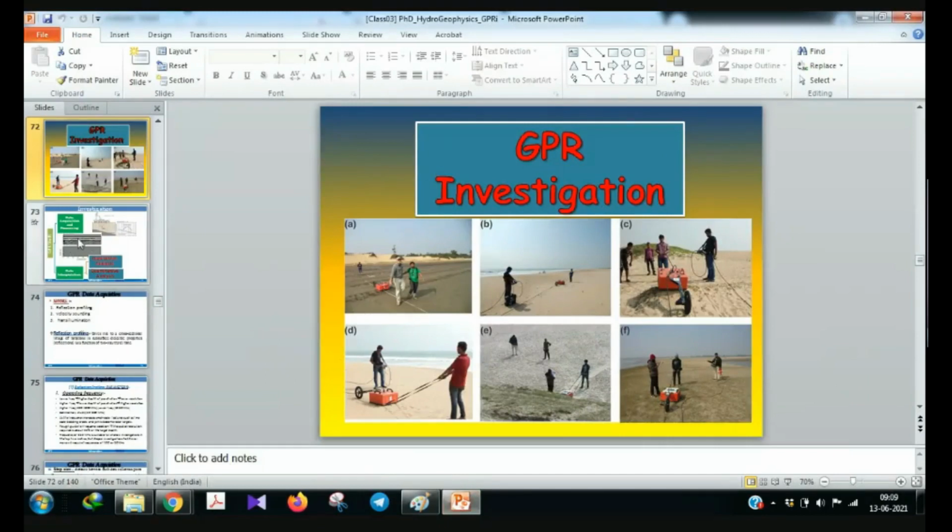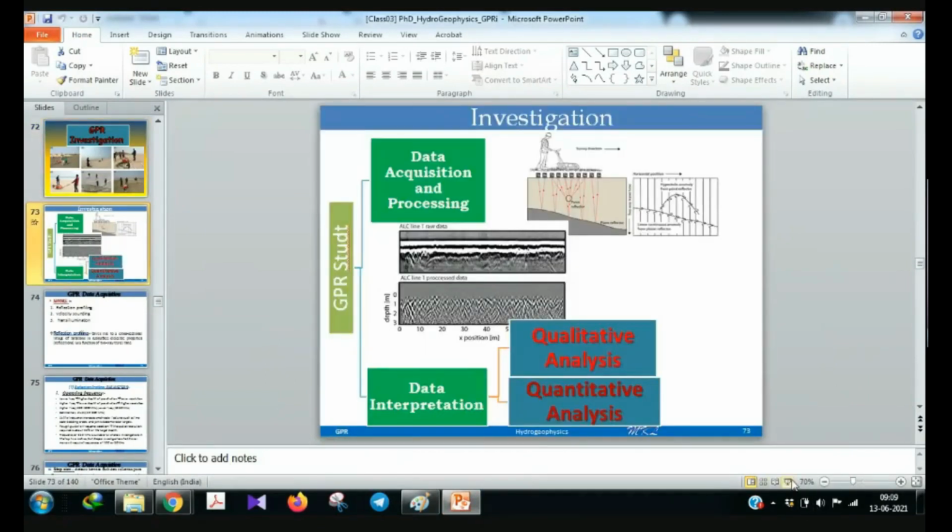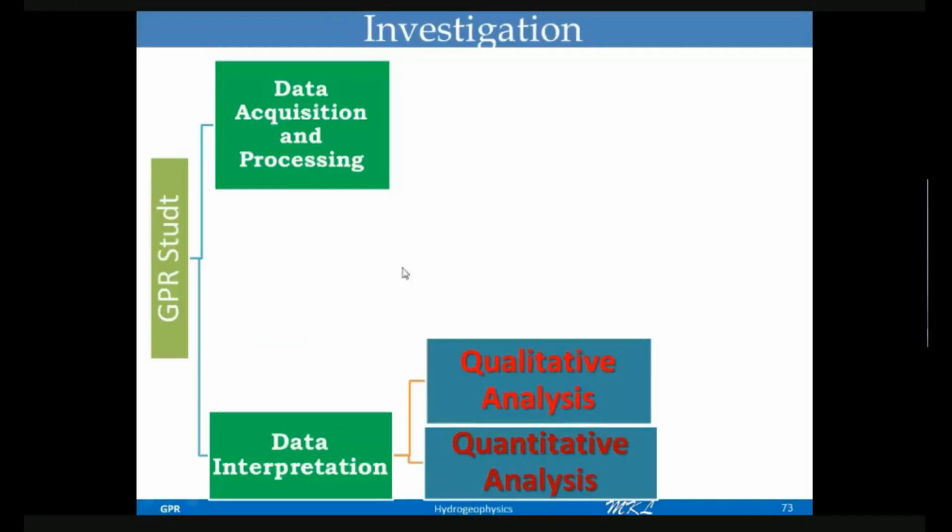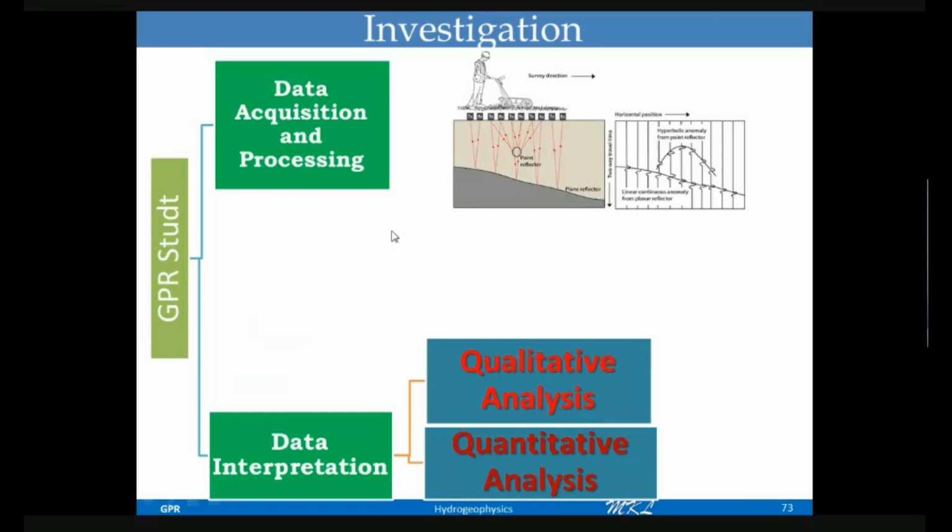Okay, so GPR investigation we can classify. I think I have told you that it can be classified as data acquisition and processing. Acquisition, processing, and interpretation, both are individual subjects. Okay, so acquisition is different.